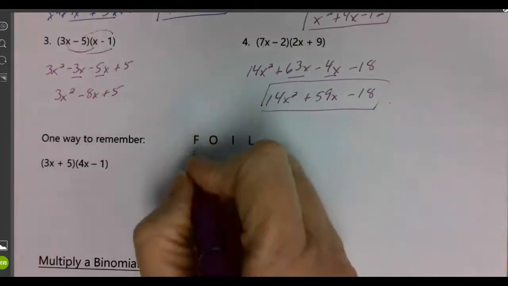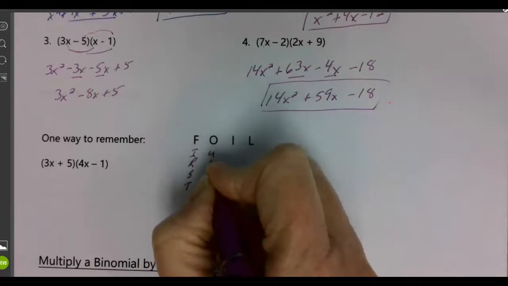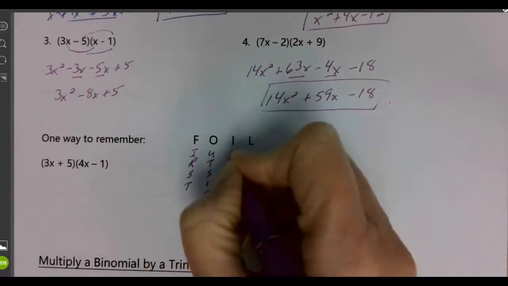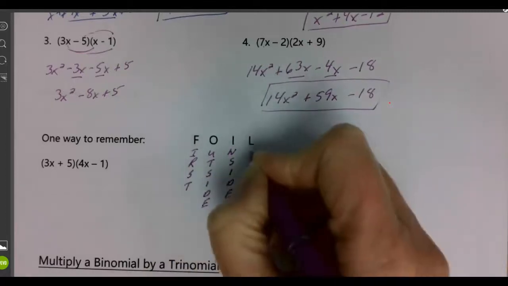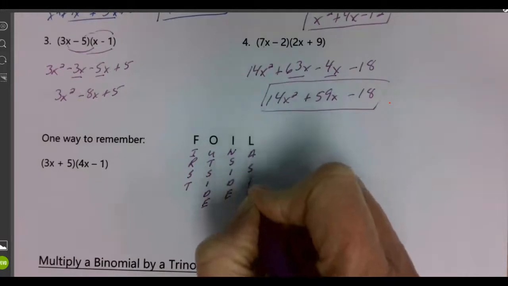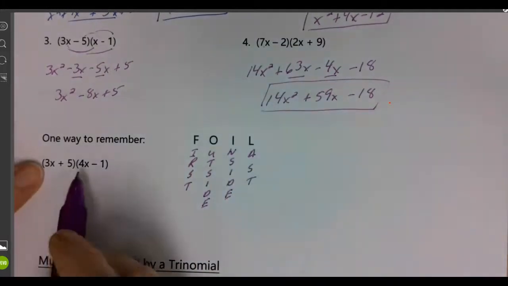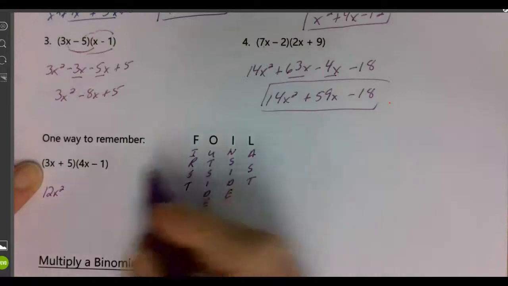This stands for first, outside, inside, last. So it's a mnemonic to remember what you have to do. Okay, so here we go. I'm going to take the first terms, that's what this means, take the first terms and multiply it. 12x squared.